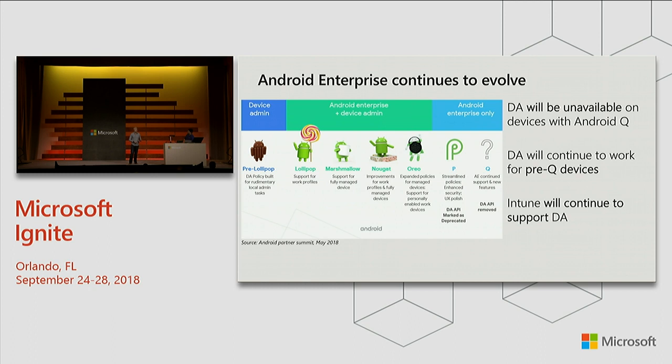The important thing to remember also is that all the capabilities will continue to exist for pre-Q devices. So anywhere from Android 4.4 to Android 9, which Intune supports today, you can still continue to manage these devices as you do today if you wish. And Intune will, of course, continue to support device admin management for as long as it still continues to exist, because we know there's kind of a longer tail on Android upgrades, especially compared to some of the other options.